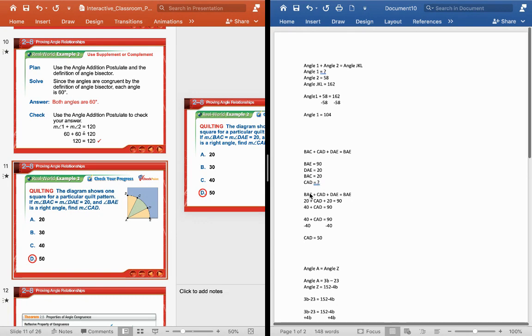All right, so BAC plus CAD plus DAE equals BAE. So these three small angles, add them together, they equal the big angle. We know that. Let's sub in what we know about each one. BAC we know is 20. CAD we don't know, I just leave it in there as CAD. DAE we know is 20. And BAE we know is 90. So we got 20 plus CAD plus 20 equals 90. Let's combine our like terms. We're going to get 40 plus CAD equals 90. Subtract 40 from both sides. We're going to be left with CAD, 90 minus 40 is going to be 50. And therefore 50 is our correct answer.